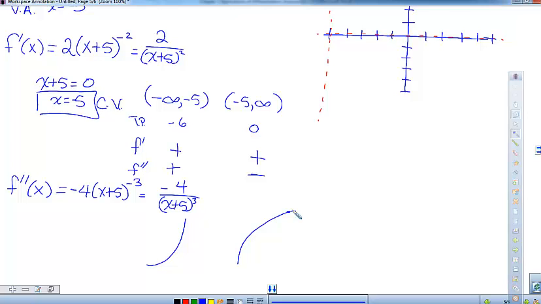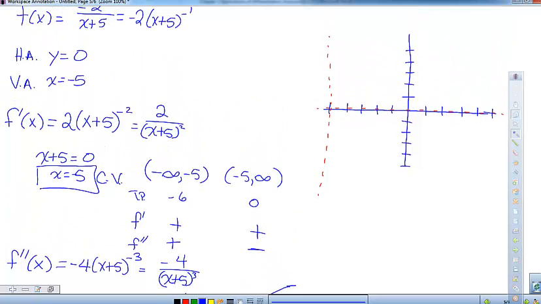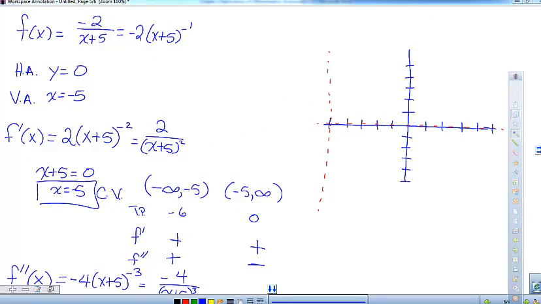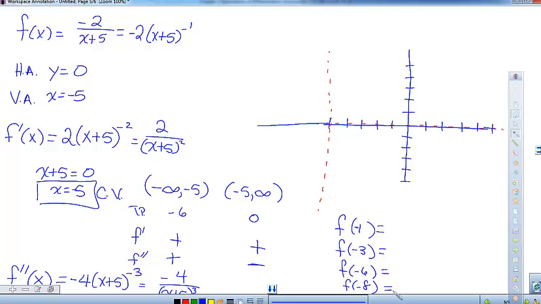I'm picking these pretty randomly. What is f of 1? And I need points on the asymptote. Maybe not f of 1, f of negative 1. And also f of negative 3. And then over here we might look at f of negative 6 and f of negative 8. Let me know what we get, and then we should be done.